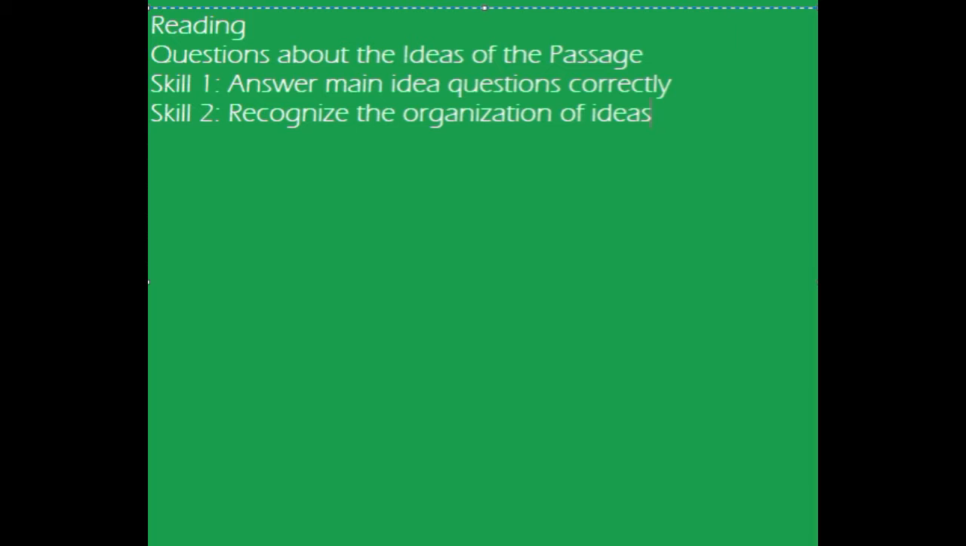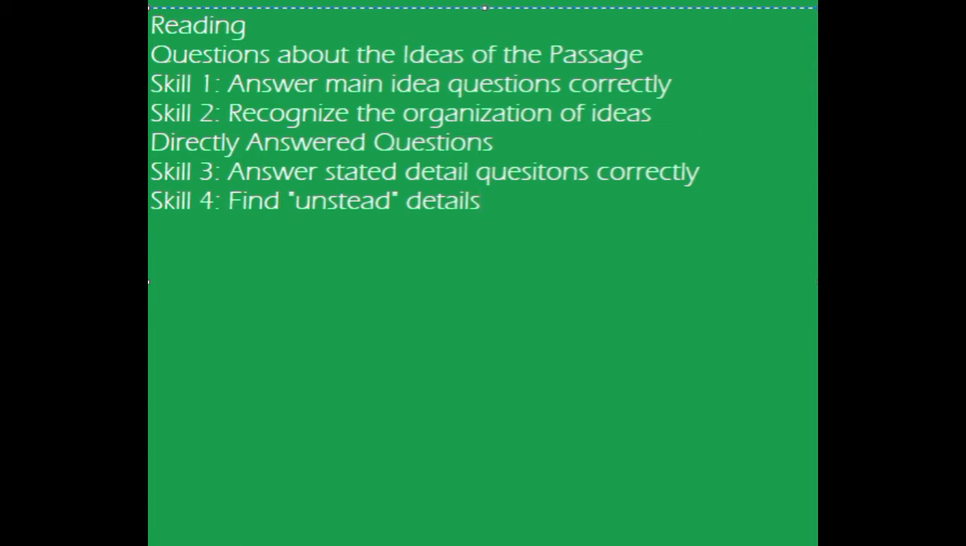Okay, first we have questions about the ideas of the passage. Number one, it says answer main idea questions correctly. Recognize the organization of ideas. This is similar to the listening skill of organization of ideas. And then skills 3 and 4 belong to the group of directly answer questions: answer stated detail questions correctly. Skill 4, find and state details. Then we have number 5, find pronoun reference. We need to read really carefully about which reference it's talking about in the reading.